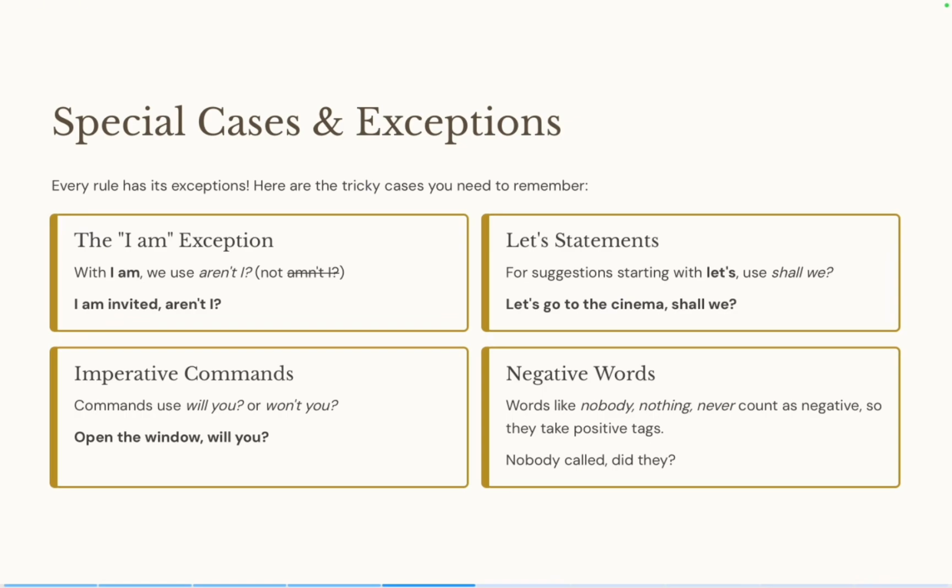Or let's statements. For suggestions starting with let's, use shall we. For example, let's go to the cinema, shall we? Or imperative commands. Commands use will you or won't you. For example, open the window, will you? And negative words, words like nobody, nothing, never, count as negative. So they take positive tags. For example, nobody called, did they?